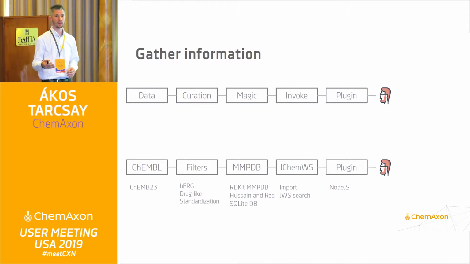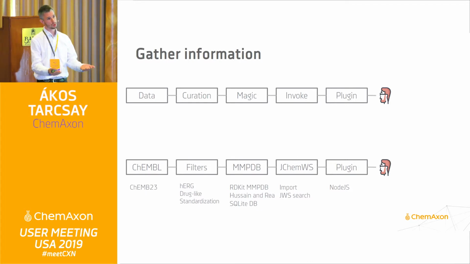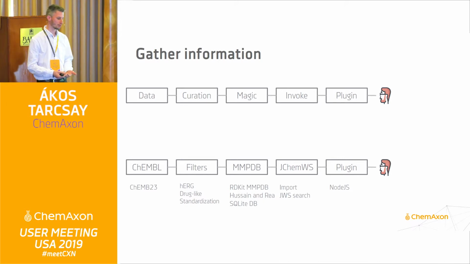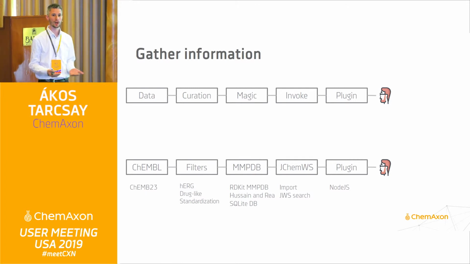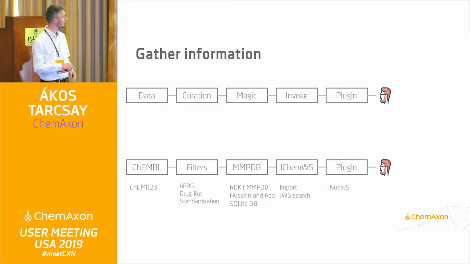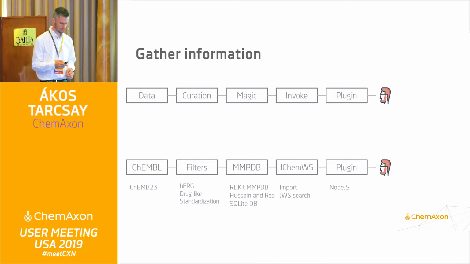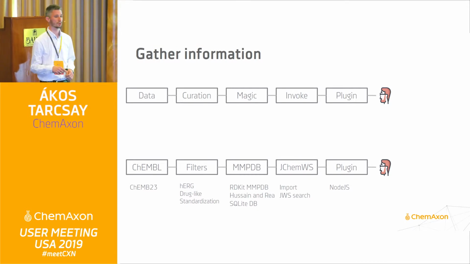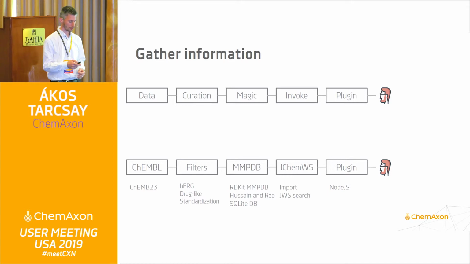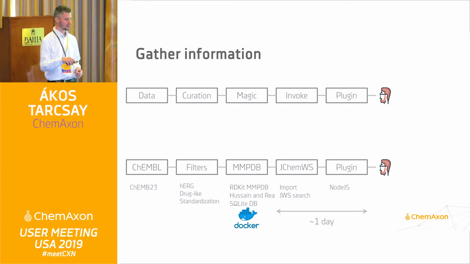This MMPA, or the MMP, is not available as is from the ChemAxon portfolio, but we wanted to show how flexible this system is. So we just picked the RDKit implementation of this method, which is available with an MIT license. That's the Hussain-Rea type of MMP analysis. And the output of it is a SQLite database. Then the results were imported into JChem Web Services, and we are running the JChem searches over it, and then the results are shown to the users through the Marvin Live plugin system.